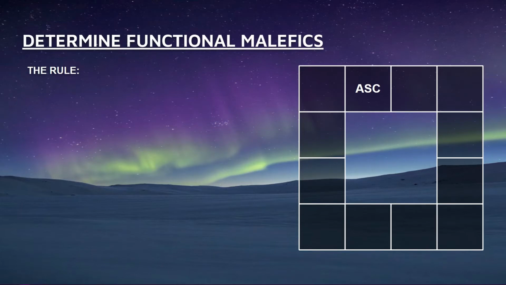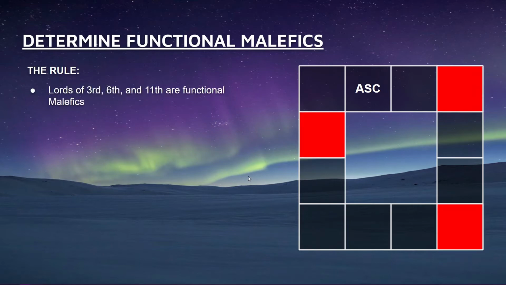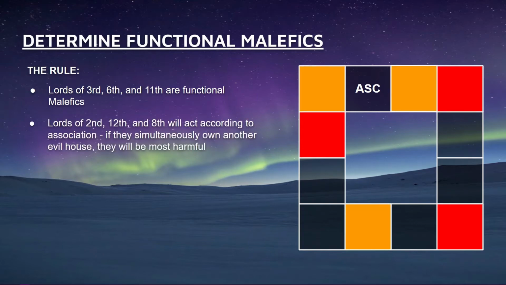Okay, now how do we determine functional Malefics and Benefics and neutrals by rising sign? Let's start with the functional Malefics. The example is going to use Aries rising sign just to keep it simple. From Aries, the lords of the 3rd, 6th, and 11th become functional Malefics. Pretty straightforward. But here's where it twists up a little bit. Lords of the 2nd, 12th, and 8th will act according to their association. So they're a little bit more ambiguous, and we have to give it a second look and see which houses they own exactly. If it's a positive and negative house, we're going to get a neutral situation.